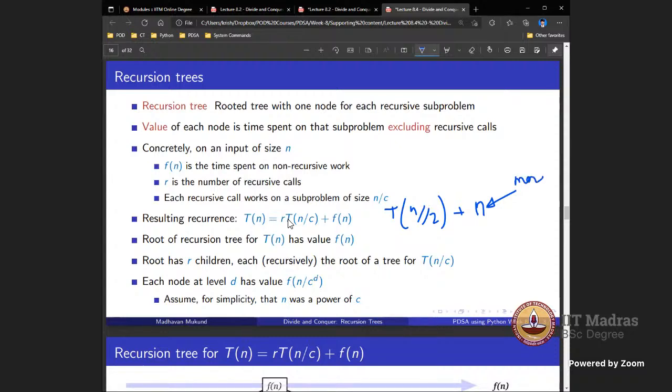So our entire recurrence relation we can figure out based on this, I mean, how many times we are solving those problems. That is the R. This is the number of recursive parts it is split into. f of n is the time spent on the non-recursive work. And n by c is the splitting partition, and c is the denominator, I mean, how many times it got split.